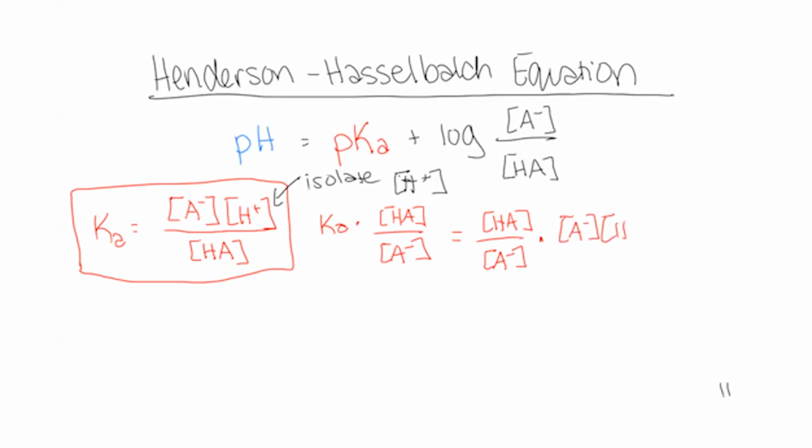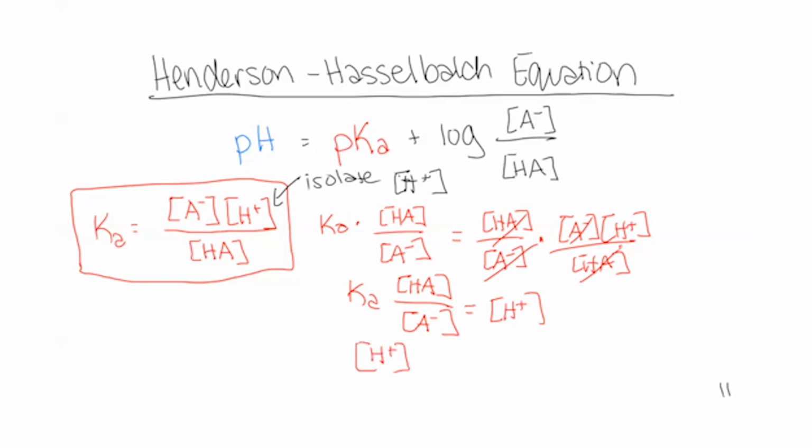Okay, so we can see that these terms are going to cancel out, and what this is going to leave us with is Ka times the HA concentration over the A minus concentration is going to equal our H plus. And this H plus is what we were wanting to find. So we'll just rearrange this and put it on the left, because that's going to be just more conventional. And now we have the Ka, HA, A minus. Okay, this is all great, except that we want pH.